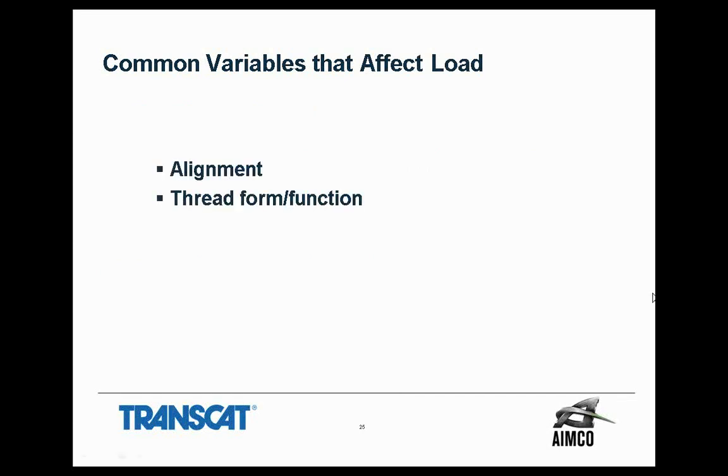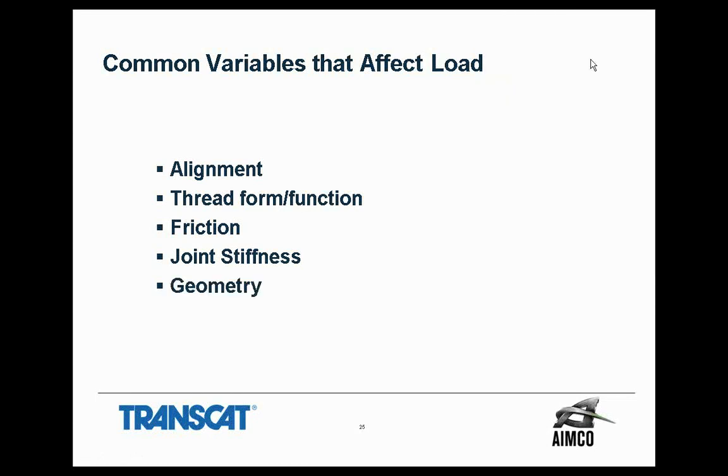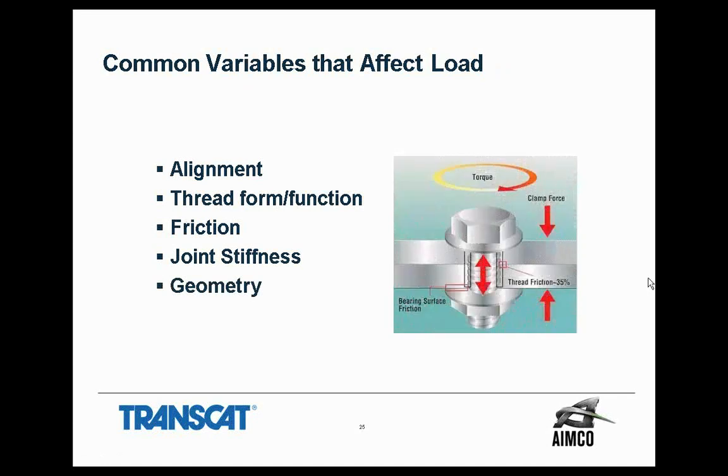Some of the variables that affect load are alignment, thread form function, friction, stiffness, again, that joint rate we talked about, the geometry, do you have an oversized hole, undersized hole, do you have chamfers, does the chamfer match the bevel on the head of the bolt or the fastener?